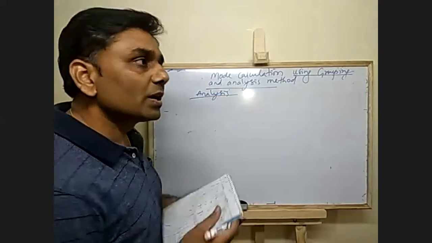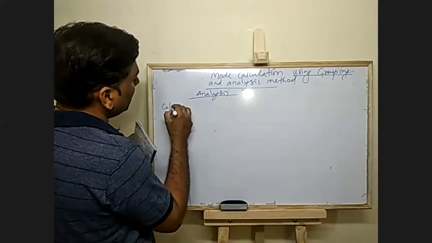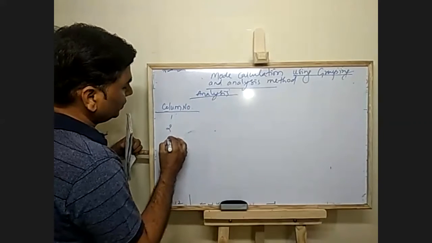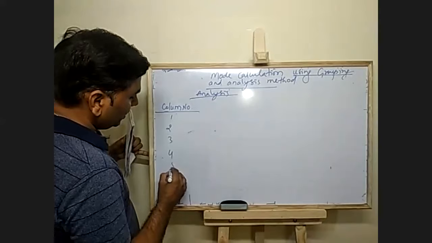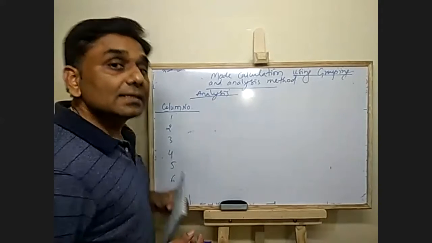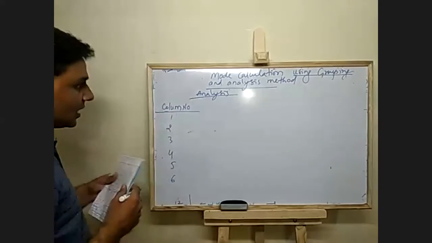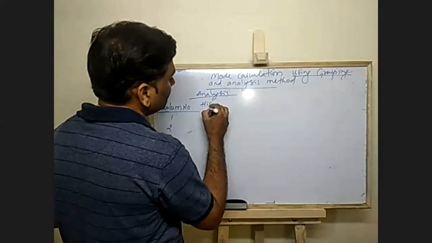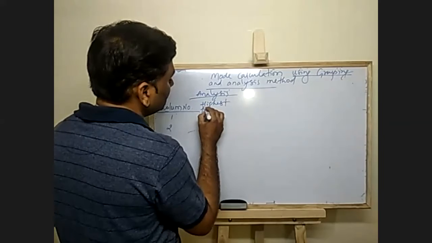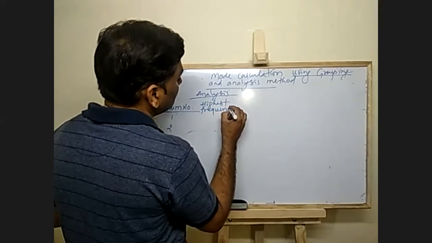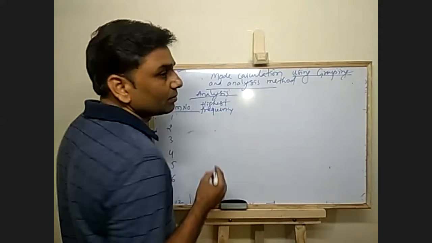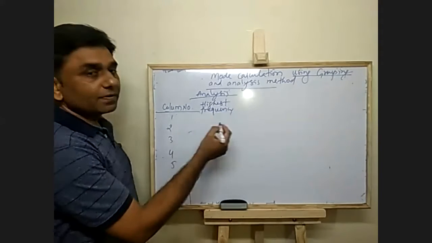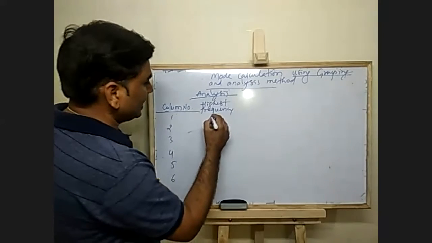Okay, how to do the analysis? Write down column number. How many columns are there? 1, 2, 3, 4, 5, 6. 6 columns are there, right? And in each column, what is the highest frequency? Basically, what you did, you found out the cumulative frequency. Now, highest frequency in column 1 is 19.